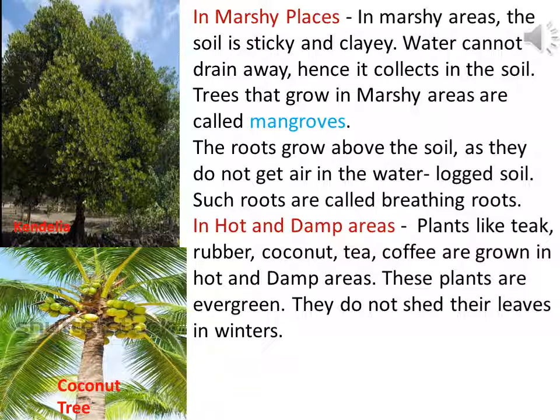Trees that grow in marshy areas are called mangroves. The roots grow above the soil as they do not get air in the waterlogged soil. Such roots are called breathing roots. In hot and damp areas, plants like teak, rubber, coconut, tea and coffee are grown. These plants are evergreen. They do not shed their leaves in winters.